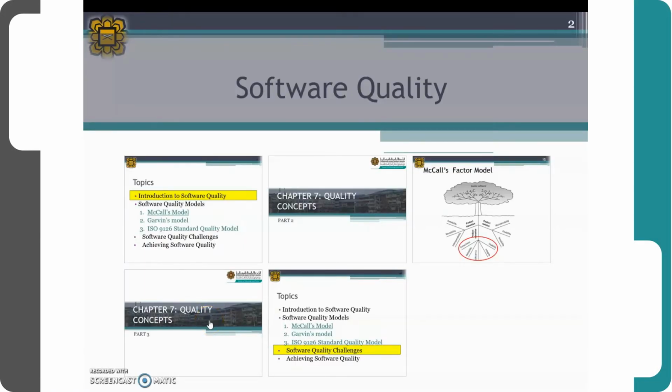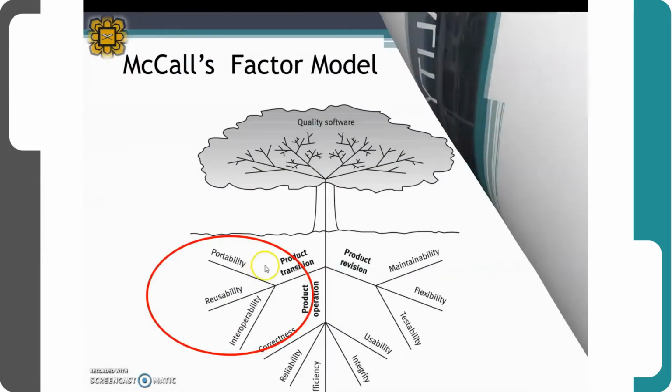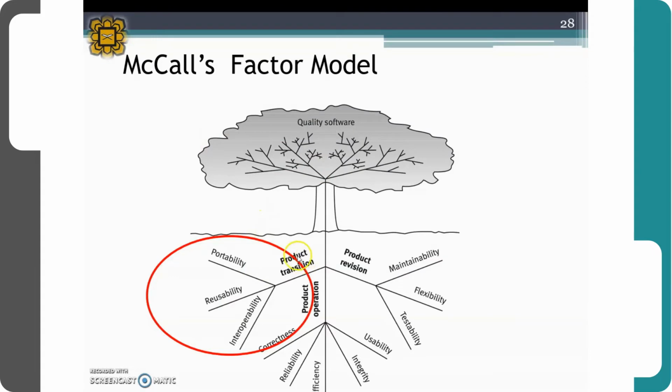Okay, the last part of the lecture on software quality. So now we're going to look into product transitions, where in cases where we need to port our system to another environment. So there are three quality factors, which are portability, reusability, and interoperability.